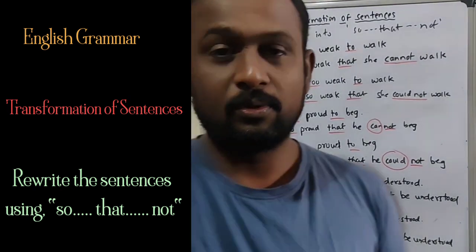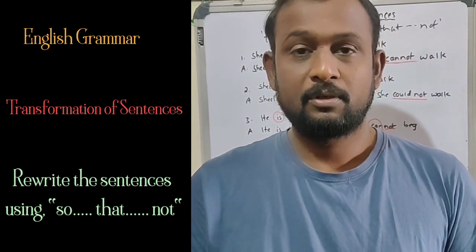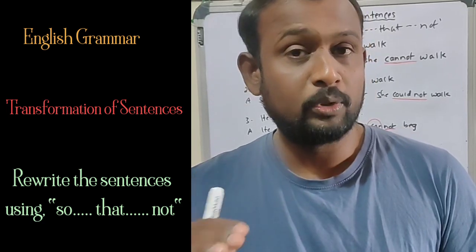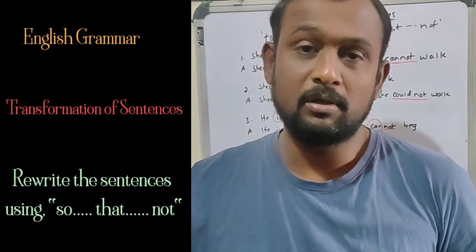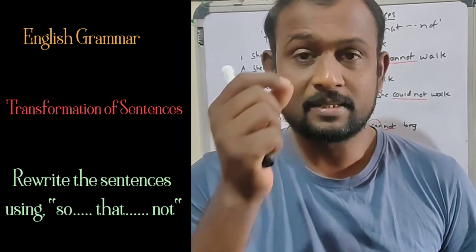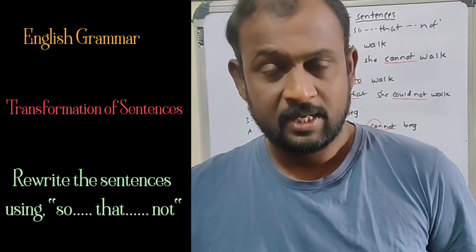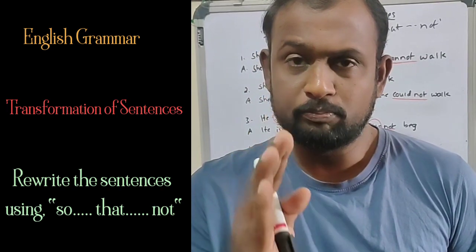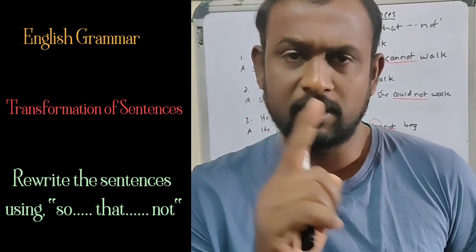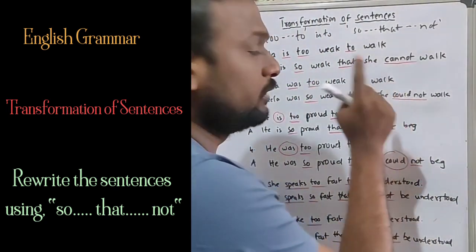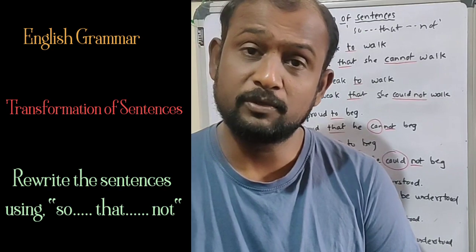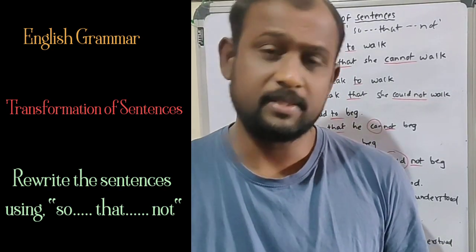Okay, dear students, so what I mean to say here is, when you convert a sentence containing "too...to" into sentences containing "so...that...not", you need to first determine whether the sentence is in present tense or past tense. For both present and past, the pattern is almost the same except for one thing, that is can and could. In case of present tenses, we use can, and in case of past tenses, we use could. That's all. Very simple topic this is.